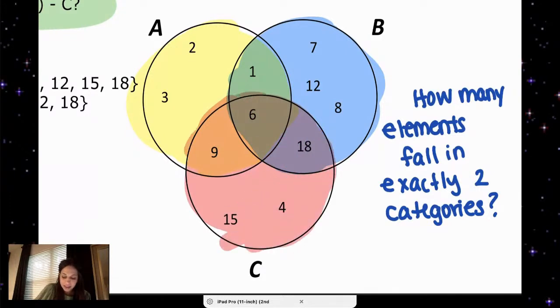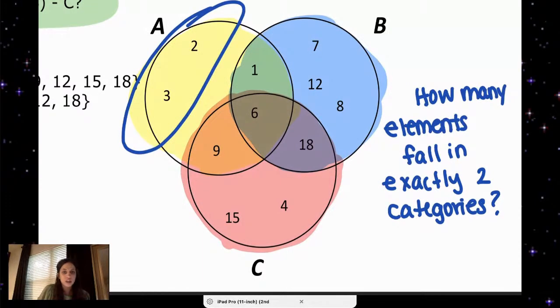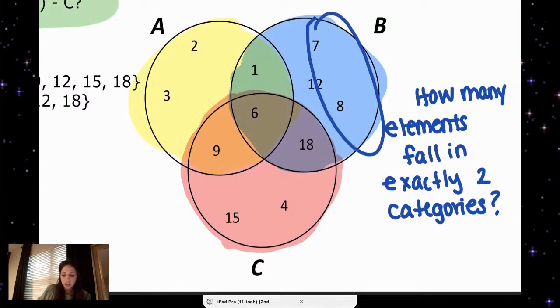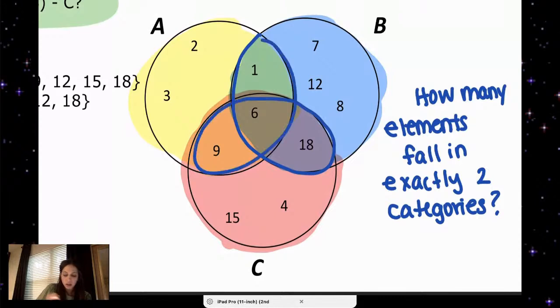Where do I have an intersection of only 2 things? There are no intersections here, so those are not going to fall in that section. No intersection here, no intersection here. Where we do see the intersection is here. Which sections have exactly 2 categories? Here, here, and here.